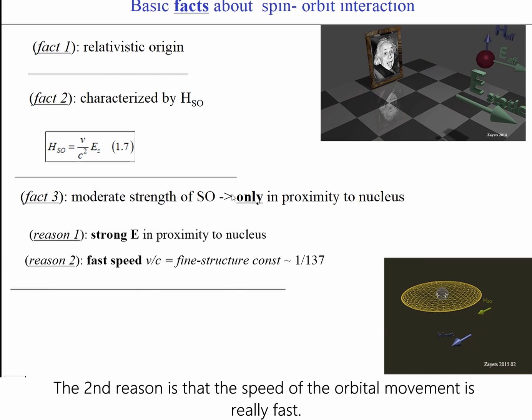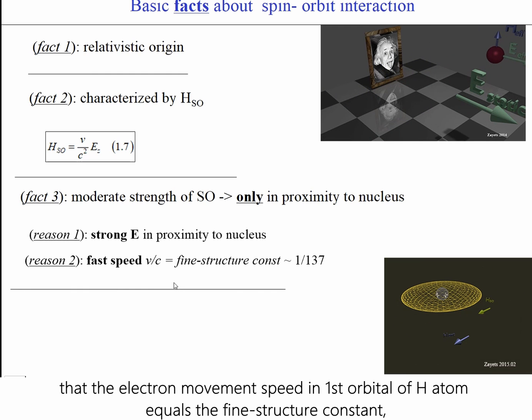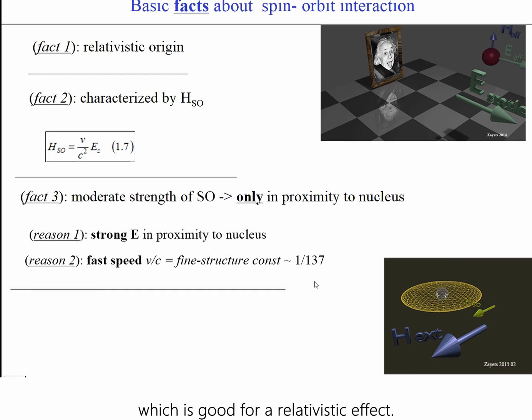The second reason is that the speed of the orbital movement is really fast. From this famous relation, the electron movement speed in the first orbital of hydrogen atom equals the fine structure constant times the speed of light. As you can see, the electron moving speed along the orbital is already close to the light speed, which is good for a relativistic effect.